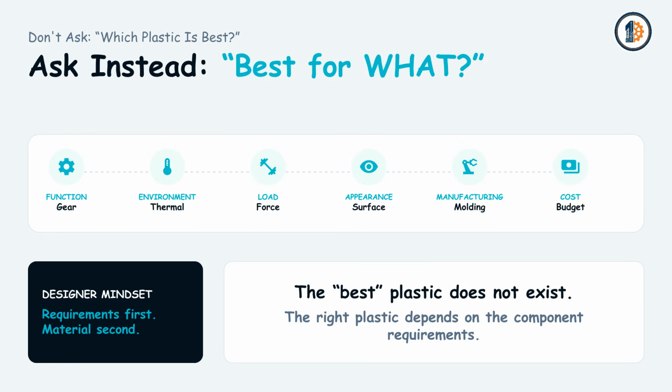One common mistake is asking, which plastic is the best? In engineering, that question is incomplete. The correct question is, best for what? Before selecting a material, we need to understand the function of the component, its environment, loading, appearance requirements, manufacturing process, and cost. A very strong material may still be the wrong material for a particular application. So remember this simple rule: requirements first, materials second.